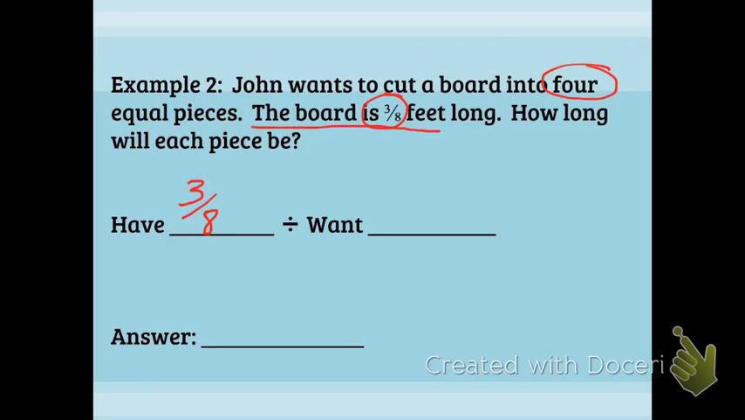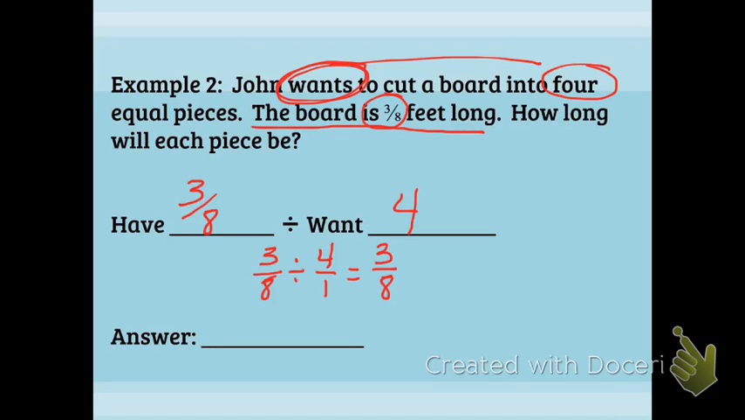Okay, and it says the board is there. What does he want? He wants 4 pieces. This one doesn't really say what he has, but it does tell us what he wants. So remember, he has 3/8 of a piece of board that's 3/8 feet long. He wants 4 pieces. So it's 3/8 divided by 4. Let's work it out. 3/8 divided by 4/1. Keep, change, flip. 3/8 times 1 over 4. 1 times 3 is 3. 8 times 4 is? Very good.